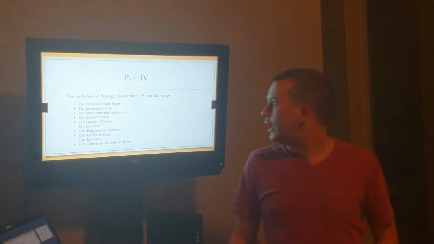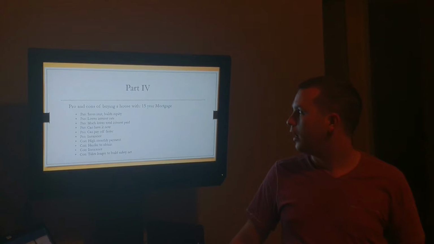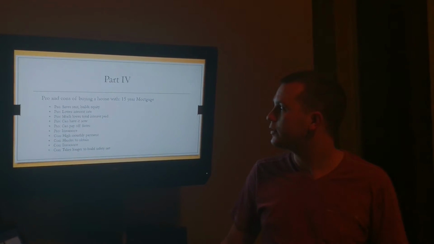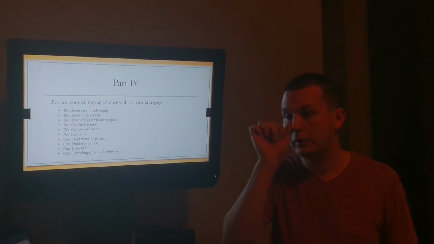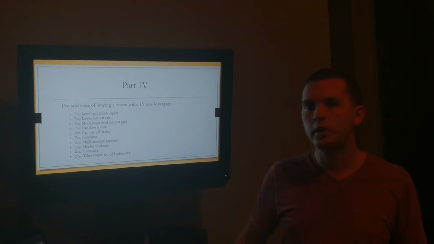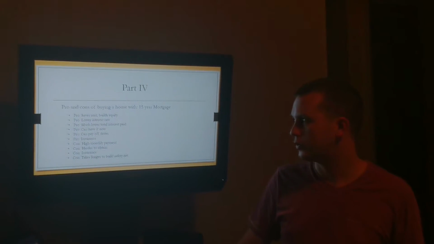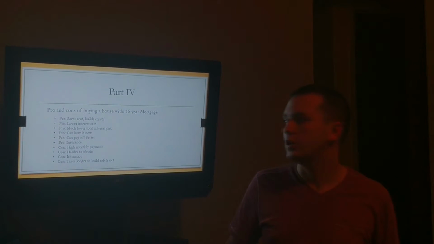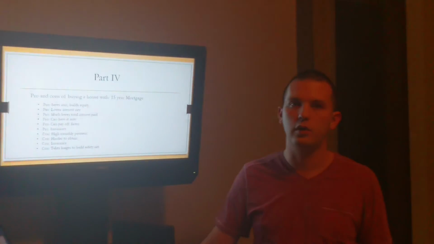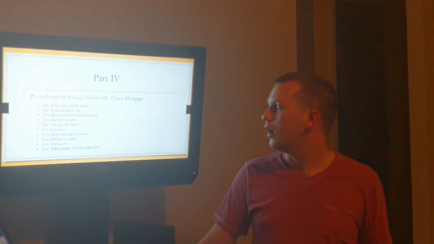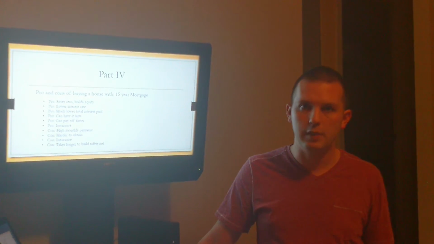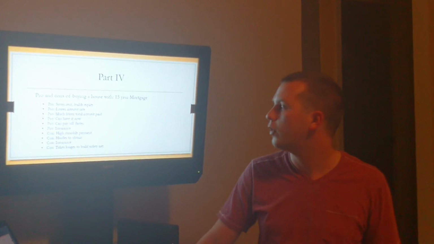Pros and cons of buying a house with a 15-year mortgage. Pro, saves rent. If you're buying a house, you're not paying rent, you're building equity with your payments. Another pro is compared to the 30-year, it has a much lower interest rate, and the total interest is just enormously smaller for a 15-year mortgage. Another pro is that you can get it now because you're making payments instead of waiting and saving up for it.